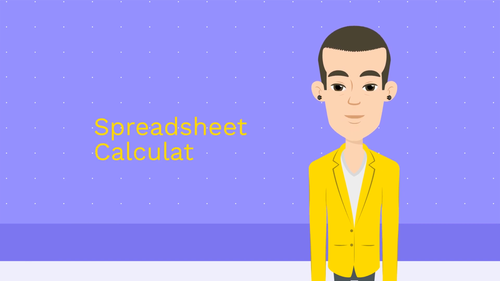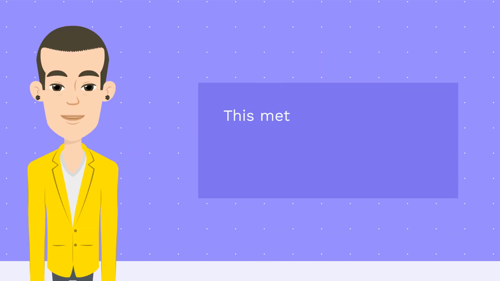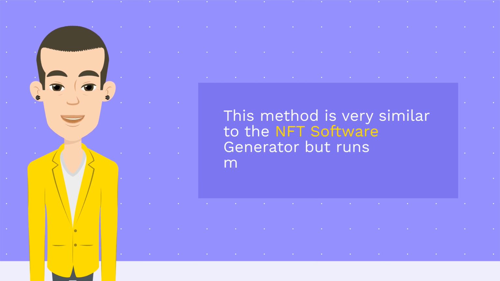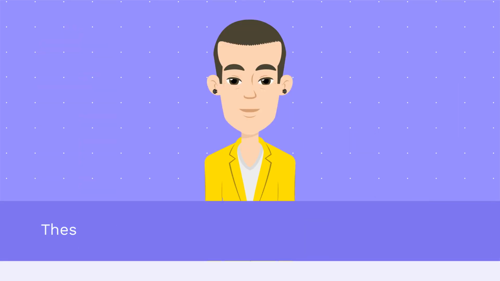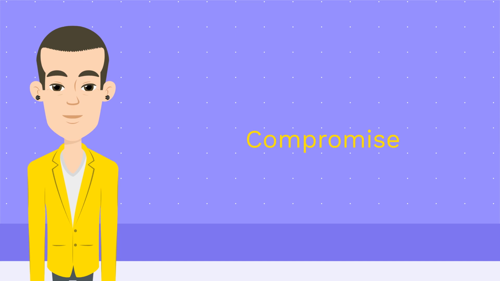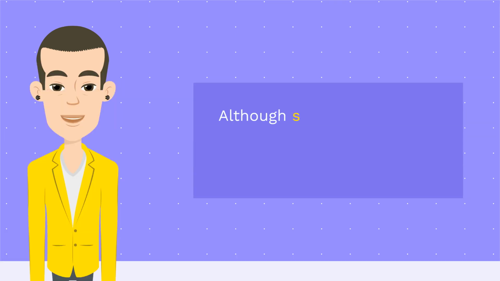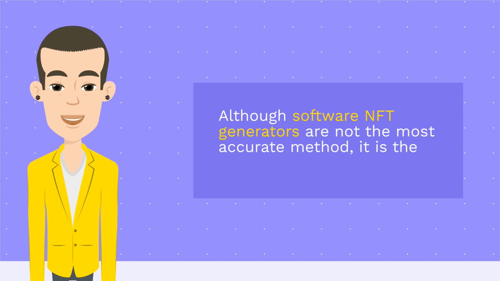Spreadsheet calculation. This method is very similar to the NFT software generator but runs manually. These processes can be tedious and time-consuming. Compromise. Although software NFT generators are not the most accurate method, it is the closest and least costly.